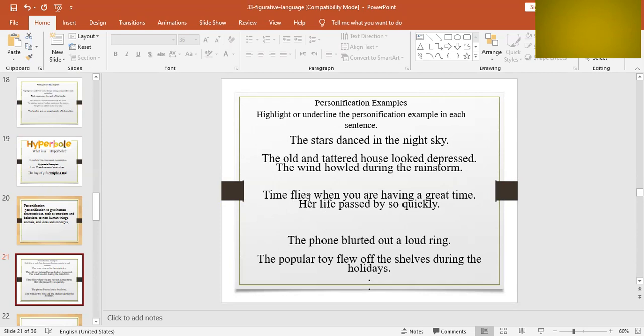Time flies. Time is not a bird. Flying is the characteristic of a bird. Time flies when you are having a great time. So you see, time cannot fly. So you take the characteristic of a living thing to give it to a non-living thing. Their life passed by so quickly. Life does not pass by.